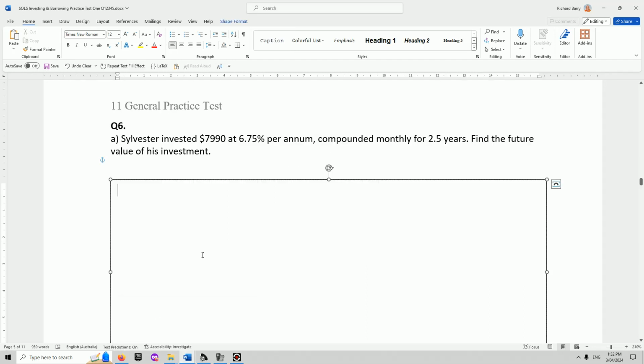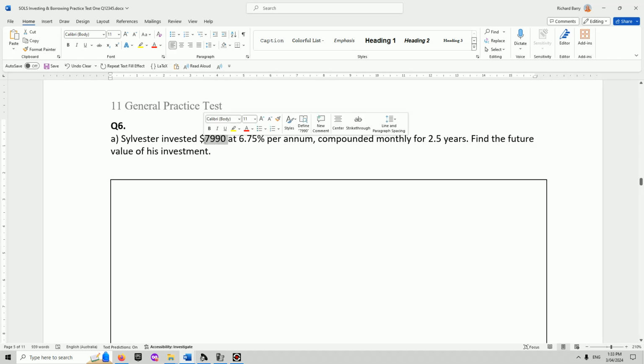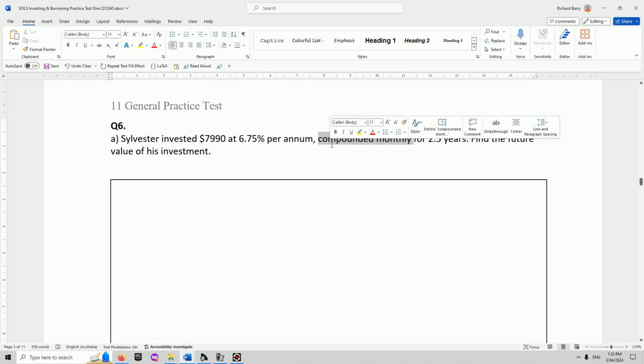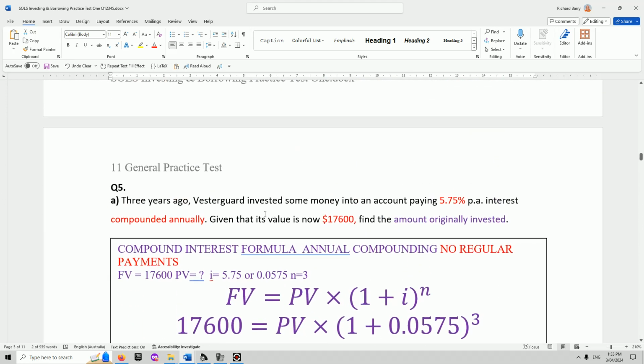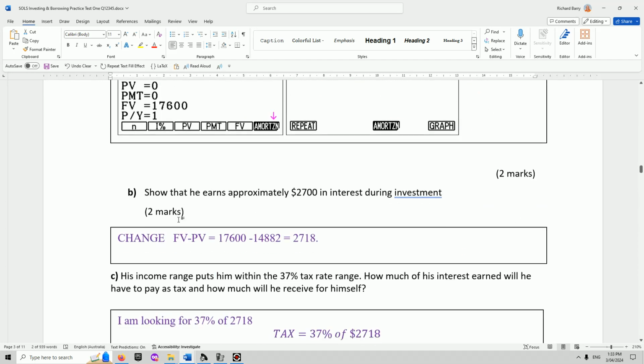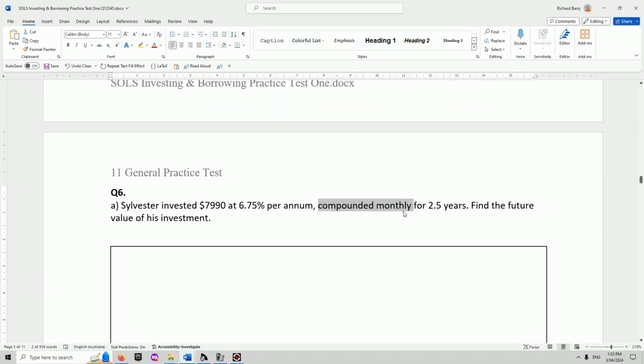Looking at question 6. Started with this much money, must be PV. Got an interest rate per annum, that's my interest rate, but here's the keyword: compounded monthly. The previous question was compounded annually, which must mean something. That triggers in my head, 2.5 years. Anyway, future value is definitely what we're looking for. Off to my formula sheet.